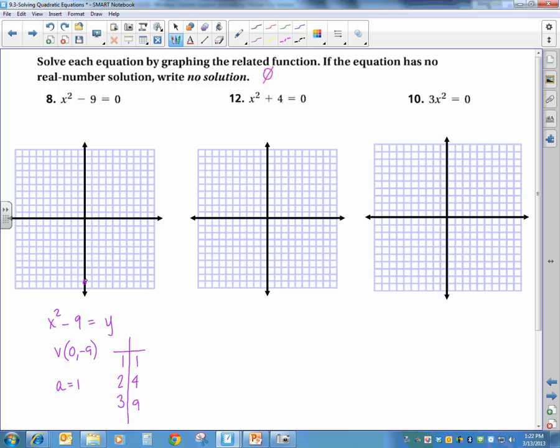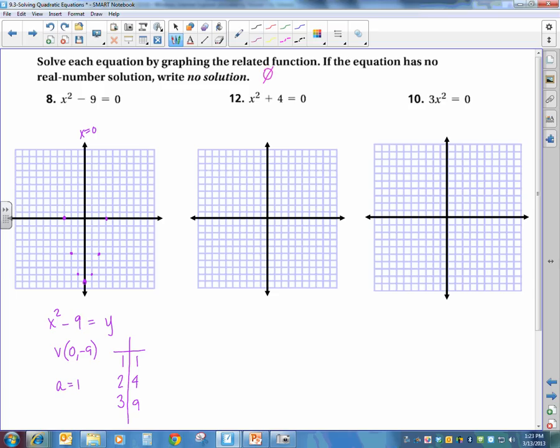So from my vertex, I'm going to go over 1, up 1, over 2, up 4, over 3, up 9, which is enough because remember when we're solving it by graphing, we're actually looking for where it crosses the x-axis. So if we reach the x-axis, then I'm good. I'm going to count back over to my line of symmetry, which remember goes through my vertex always. So 1, 2, 3 is the other point, and so on.